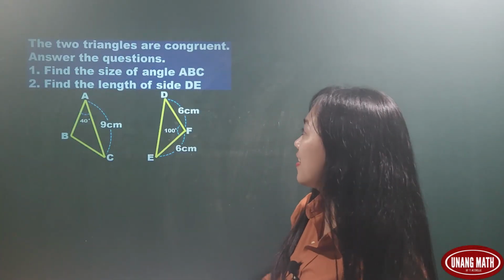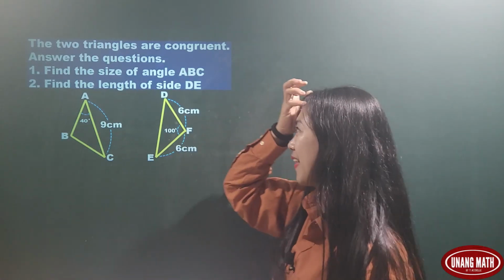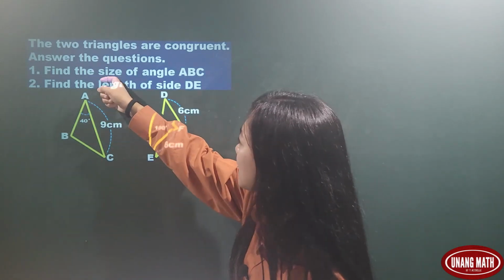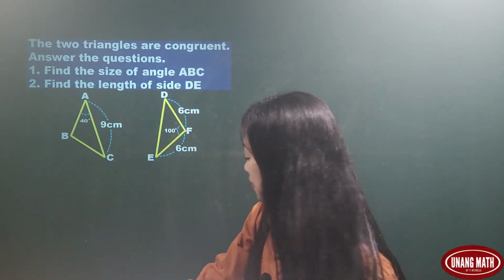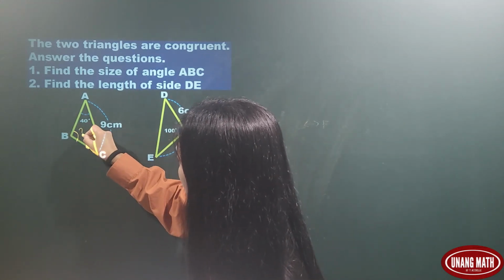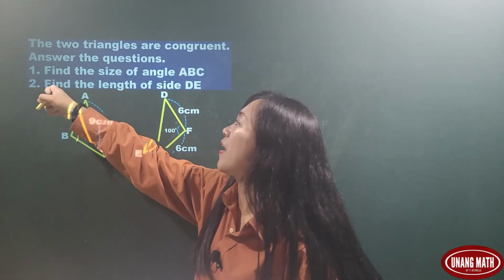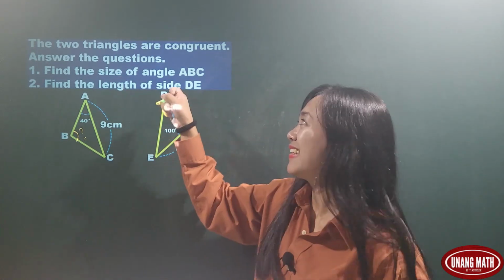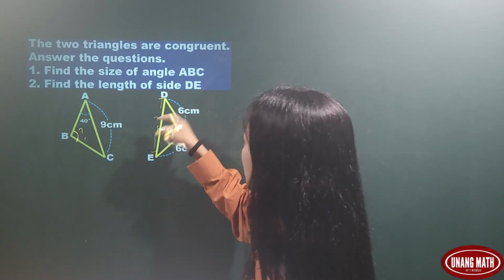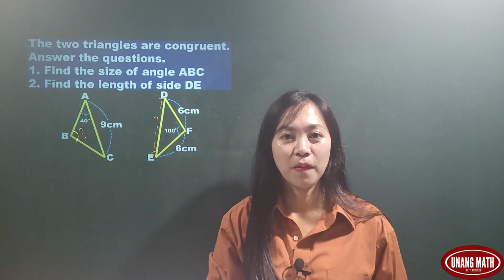So, the two triangles here are congruent. So, let's answer the questions. Ang unang tanong ay, let's find the size of angle ABC. So, nasaan ang angle ABC? Okay, so ang angle na ito. And then, ang pangalawang tanong ay, find the length of side DE. So, ang side na ito. So, ano ang length ng side na ito?